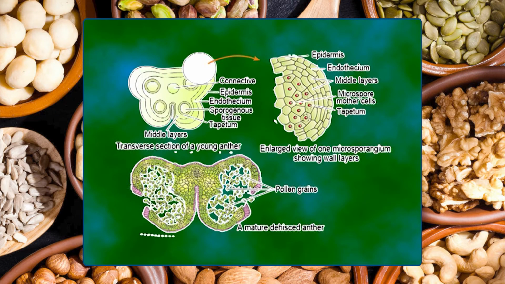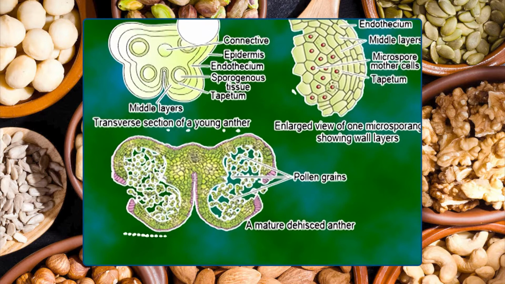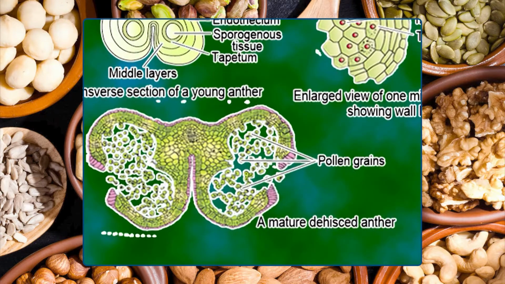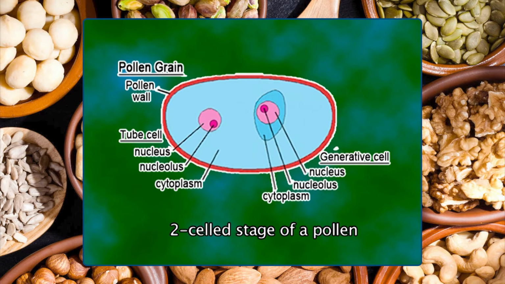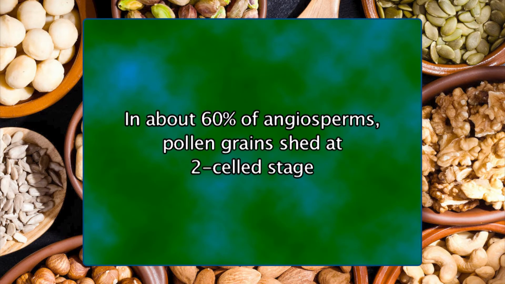As the anthers mature and dehydrate, the microspores dissociate from each other and develop into pollen grains. When the pollen grain is mature, it contains two cells, the vegetative cell and the generative cell. In most of the angiosperms, like 60% of the angiosperms, pollen grains are shed at this two cell stage.